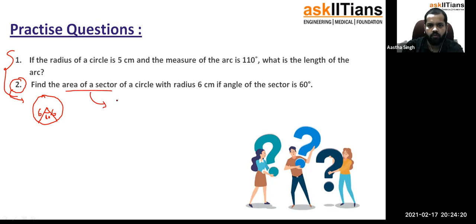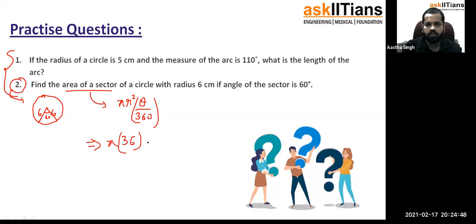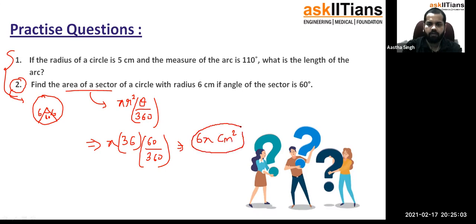Area of sector is equal to pi r square multiplied by theta upon 360 degree, and theta is your angle in degree. I think the point is clear. It means pi multiplied by r, radius is 6, then 6 square will be 36, then theta is 60 degree divided by 360 degree. If you calculate this, the zero will cancel out, you will get 6 pi centimeter square as the area of your sector. So 6 pi centimeter square is the area of the sector for question number 2. I think the concept is very clear to you.